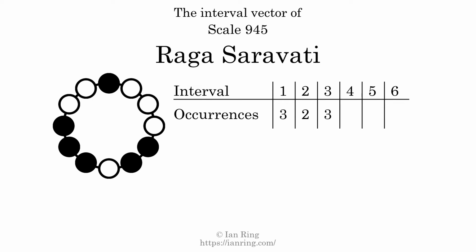There are 3 intervals with the size of 3 semitones. They are here, here, and here. There are 4 intervals with the size of 4 semitones. They are here, here, here, and here. There are 3 intervals with the size of 5 semitones. They are here, here, and here. There are no intervals with the size of 6 semitones. Each interval does not appear in this scale a unique number of times, so this is not a deep scale.